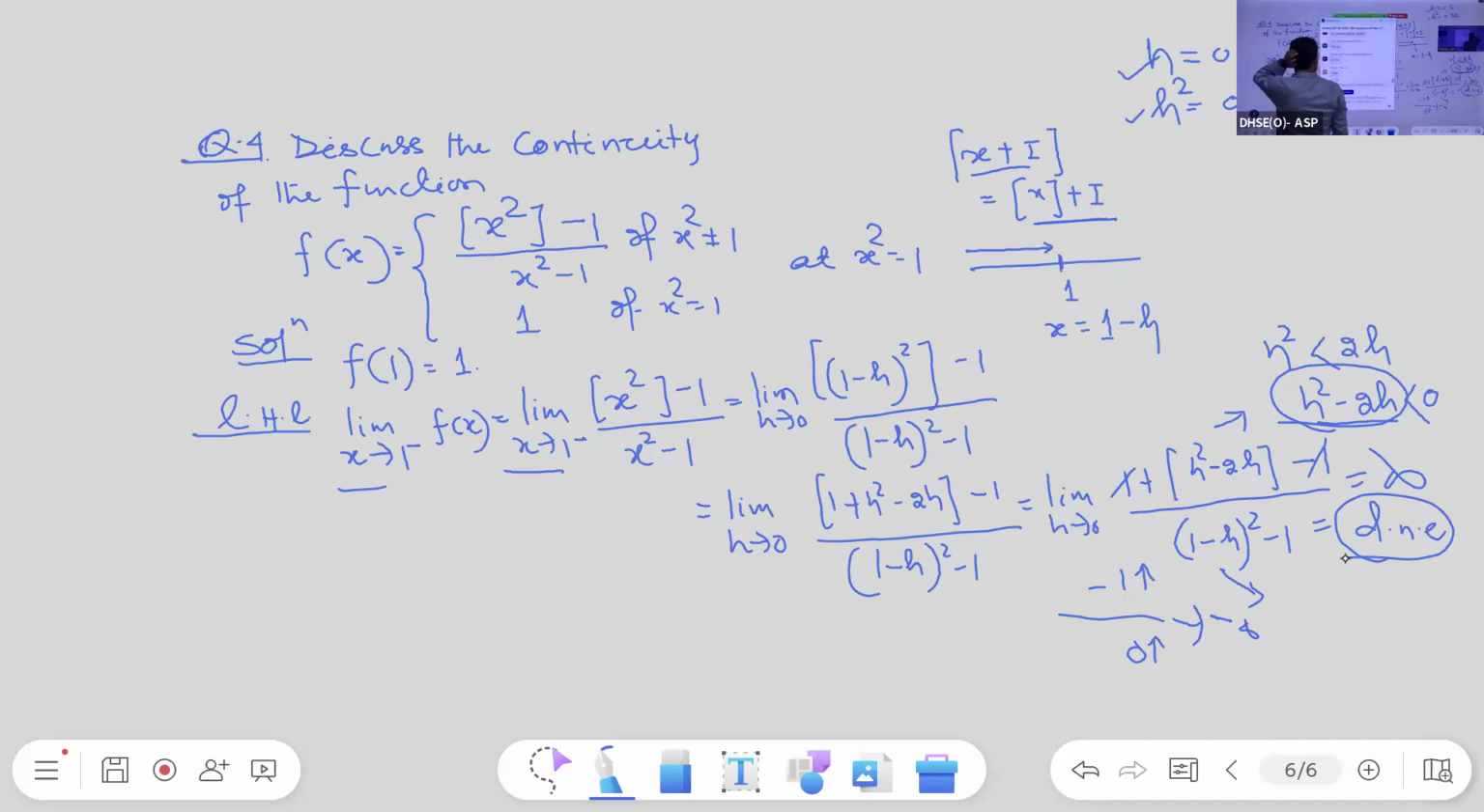So similarly, you find the right hand limit of the function. With a similar analysis, you can find the right hand limit of the function.